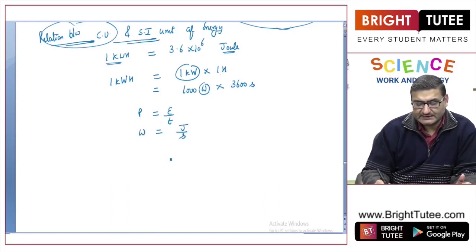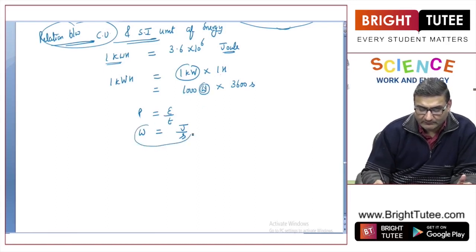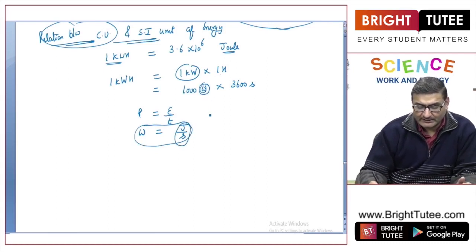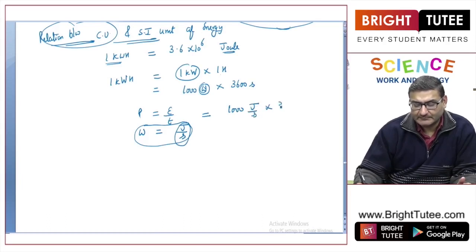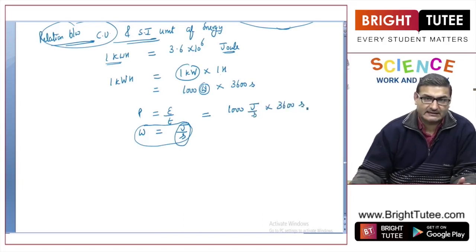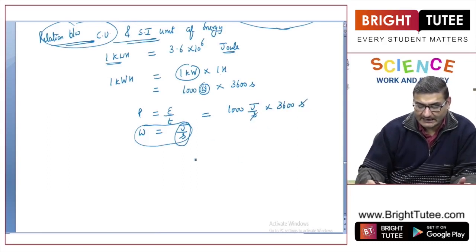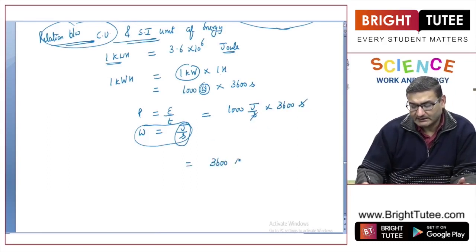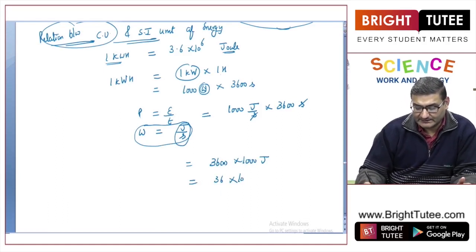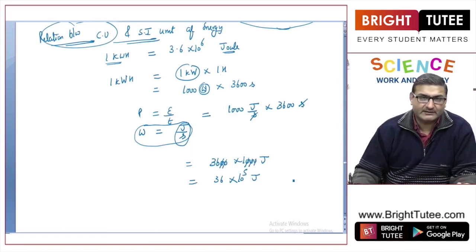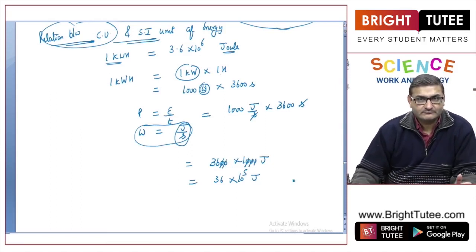Energy, joule, time, second. So rather than this watt, from this particular equation, I can use joule per second also. Replacing watt, I will write 1000 joule per second multiplied by 3600 second. Cancelling this second and second, I am left with 3600 multiplied by 1000 joule, or simply 36 into, I will take the power of tens by counting the zeros. There are 5 zeros. This is 1 kilowatt hour equal to, right?